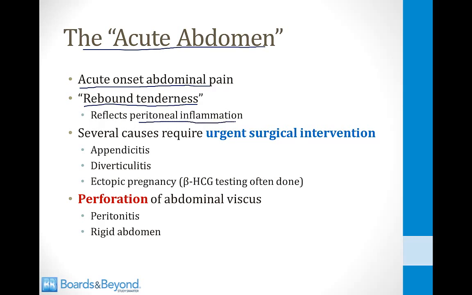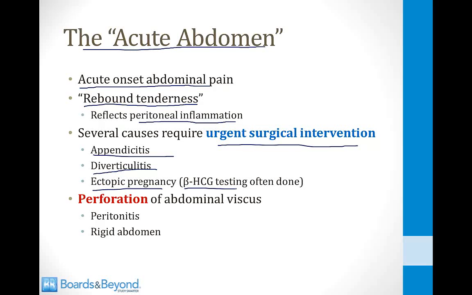And there are several causes of abdominal peritoneal inflammation that are life-threatening, and that's why the acute abdomen is such an important diagnosis to make. Several of the causes of the acute abdomen require urgent surgical intervention. These include appendicitis, which we just talked about, also diverticulitis, which we'll talk about later, also ectopic pregnancy, and this is why beta-HCG testing is often done among women who present with an acute abdomen.